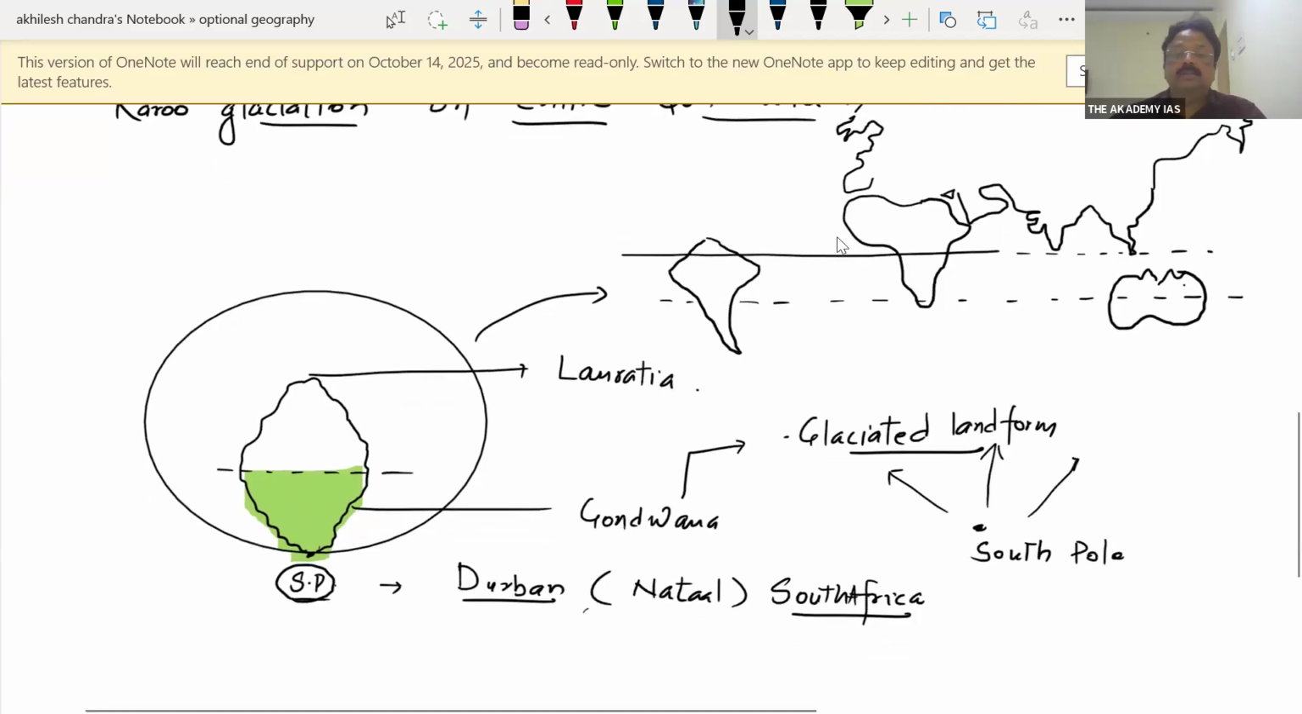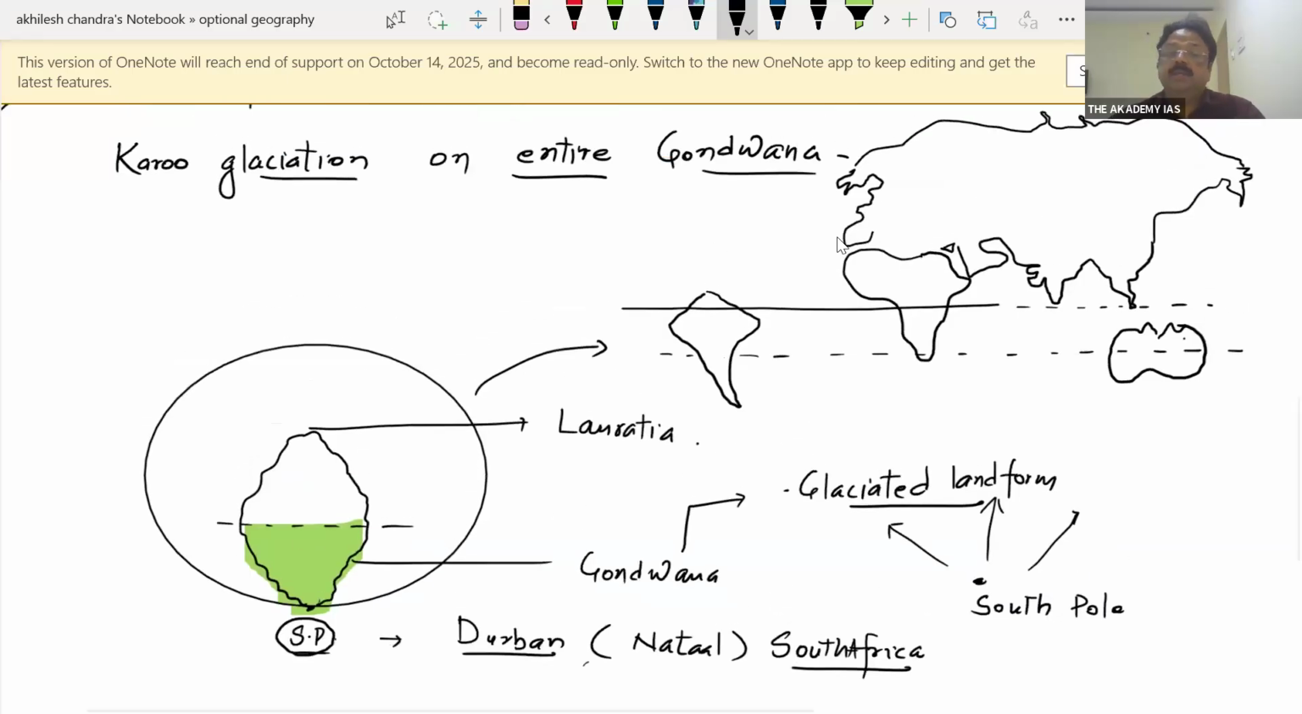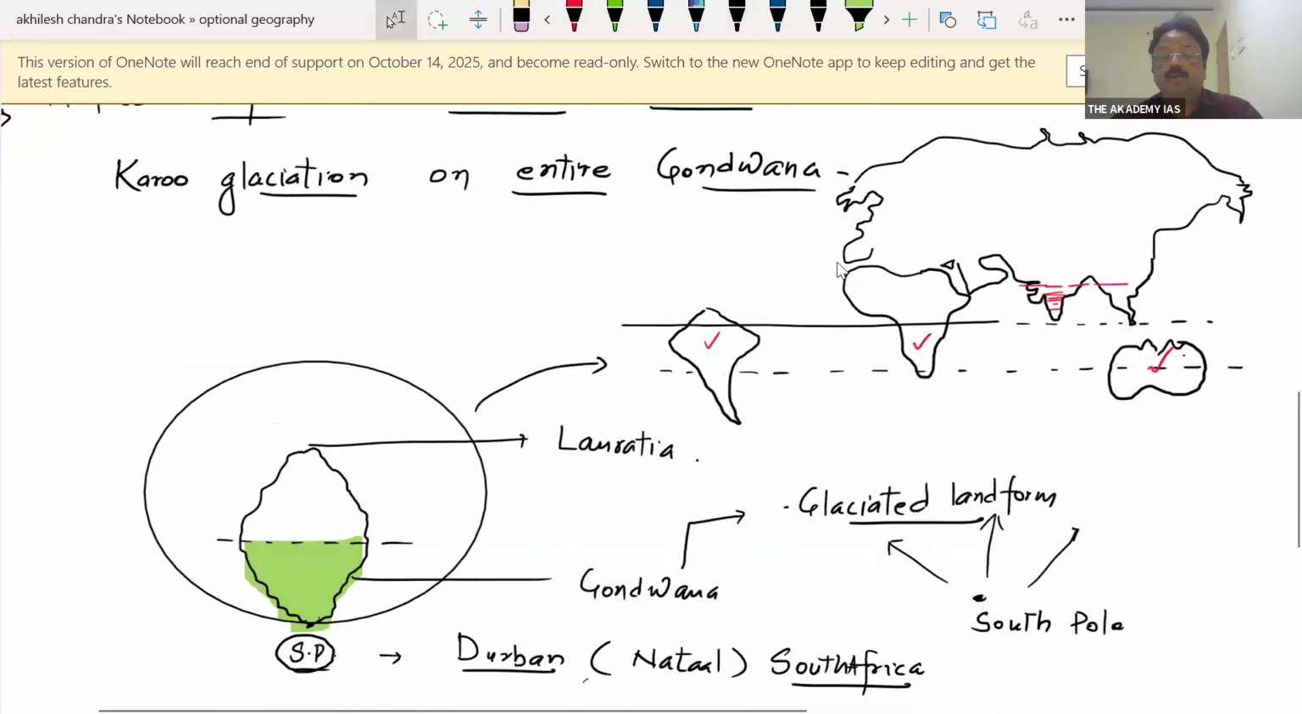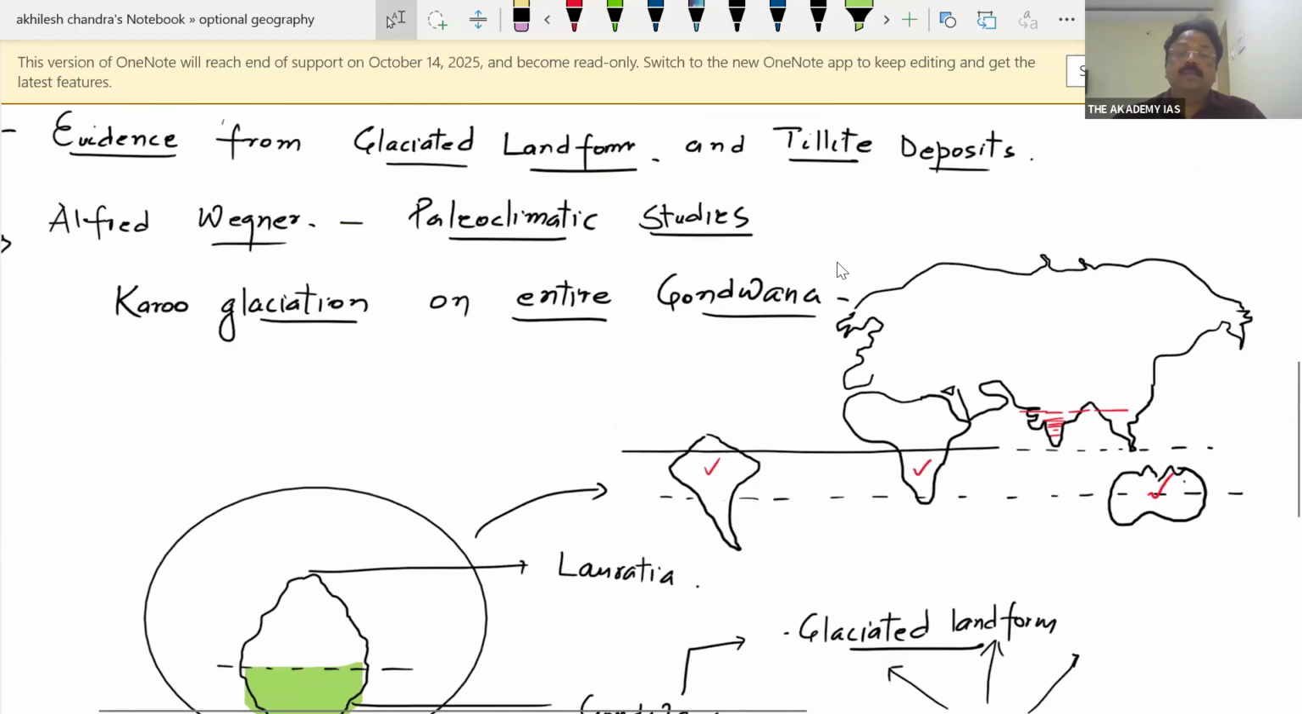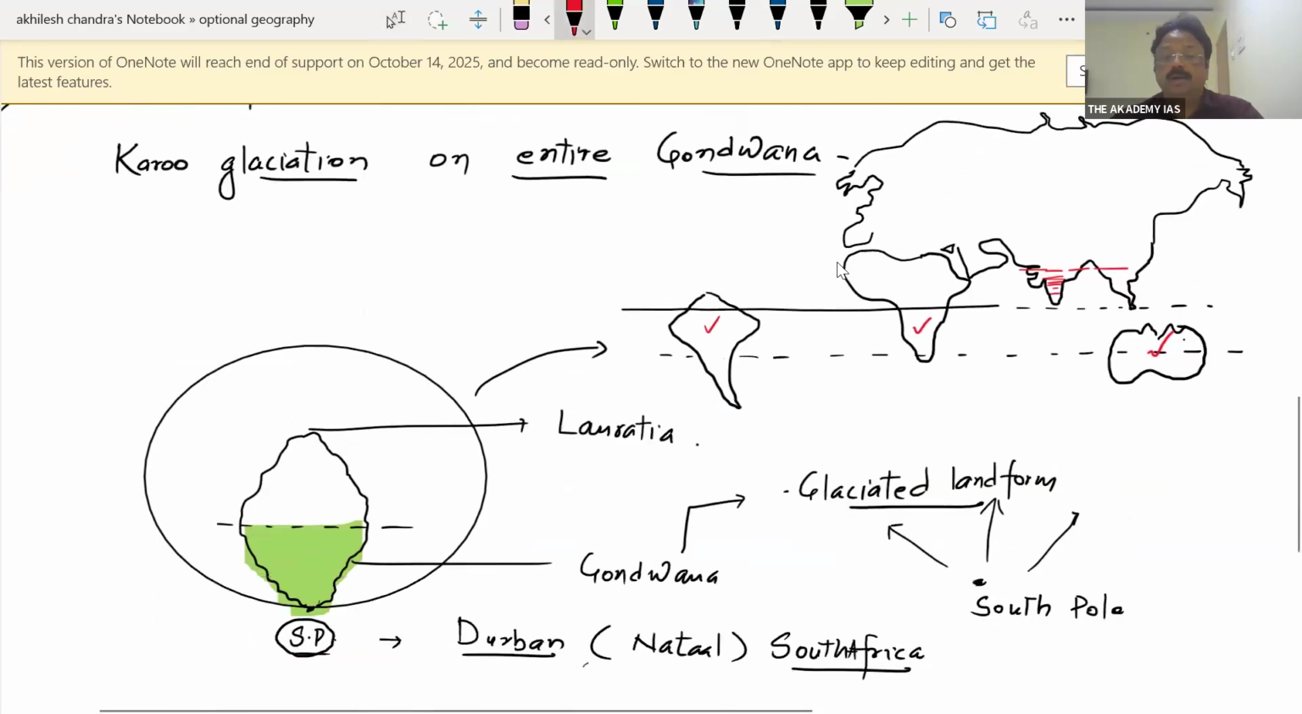And the traces of this Karoo glaciation can be seen in South America. It can be seen in the southern part of Africa as well as peninsular India. Do remember this is peninsular India. You will find the remnant of Karoo glaciation as well as in Australia. So this glaciation was recovered, the glaciated landform plus tillite deposit. These were recovered from Gondwana.